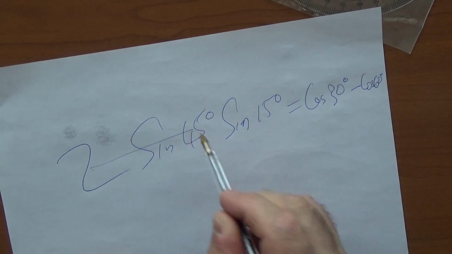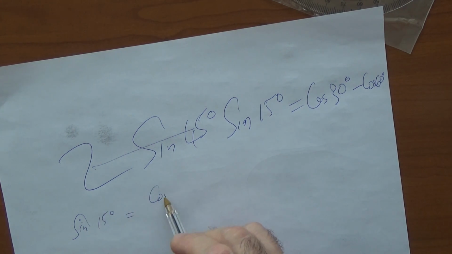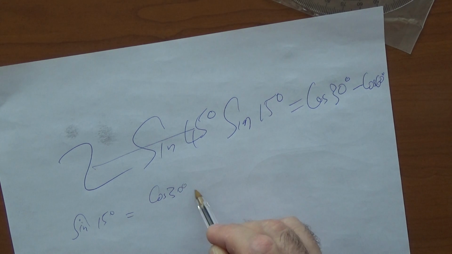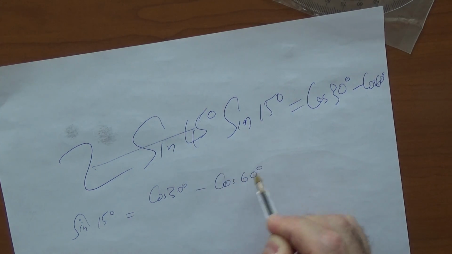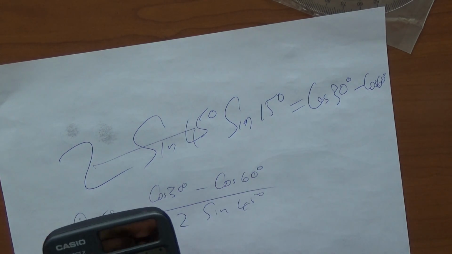So we've the sine of 15 equals cosine 30 minus cosine 60. And I'll show you what we would do now. We would just, certainly, go, that's the answer.